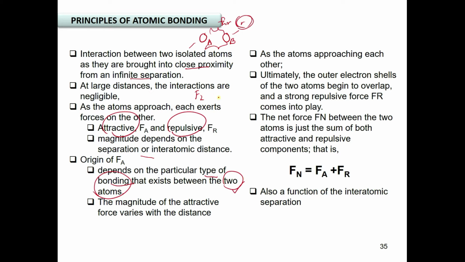As the atoms approach each other, ultimately they reach the region where the atoms begin to overlap and a strong repulsive force comes into play. So the attractive force acts first, and then when the atoms become closer together, repulsive forces act. Then it reaches the point where the net force, Fn, between the two atoms is zero, where Fa is equal to Fr. All of this is a function of the interatomic separation.